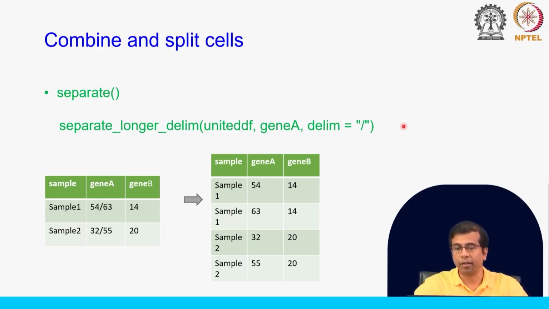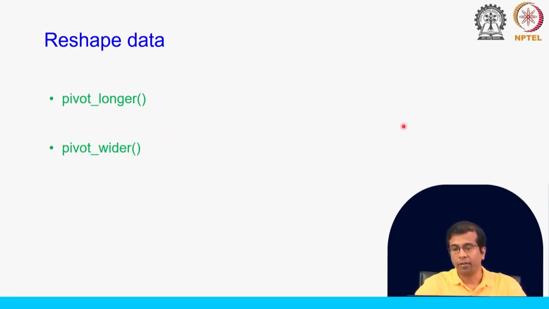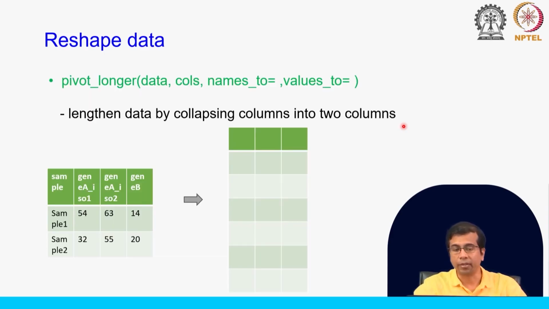So, these are the combine and split functions for tidyr. We also have the reshape data functions, and this is something we will use later on when we apply it for more complex analysis. There are two commands that we will be talking about. One is called pivot longer, another is pivot wider. It is similar in idea to what we have just seen with separate longer, but this is how it works.